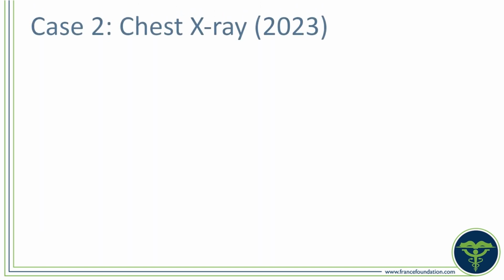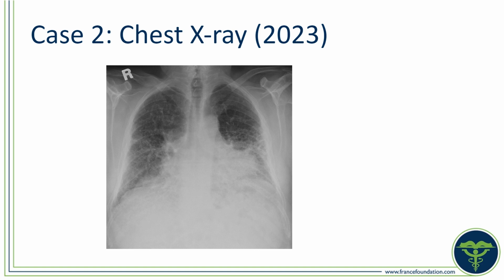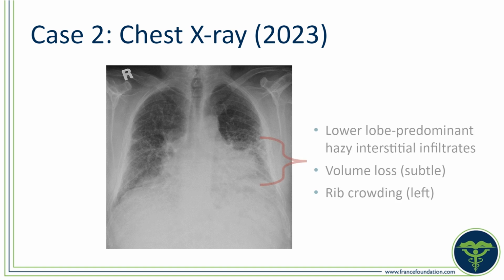Here I'll show you the imaging from the patient's referral. This is the chest x-ray that was obtained by his primary care physician prior to seeing us in pulmonary clinic. What you can see on this chest x-ray is most notably a reduction in volumes with a lower lobe predominant interstitial infiltrate that's seen bilaterally.